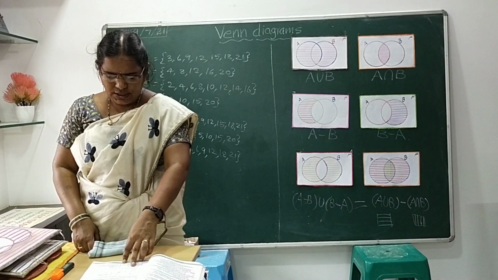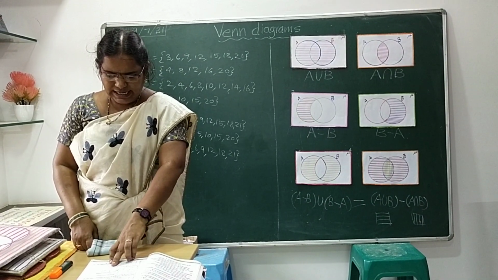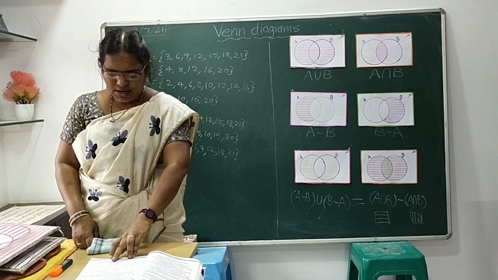First you write A, B, C in roster form, and then you have to decide whether equal or not equal. Then in the third question, in each of the following, state whether A is equal to B or not.